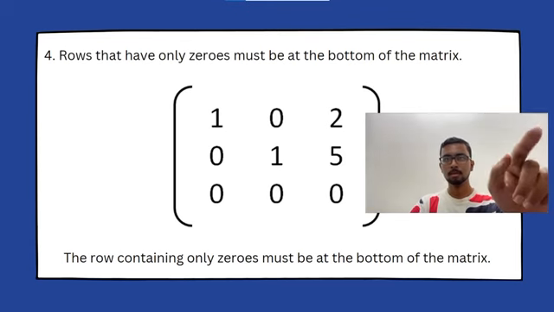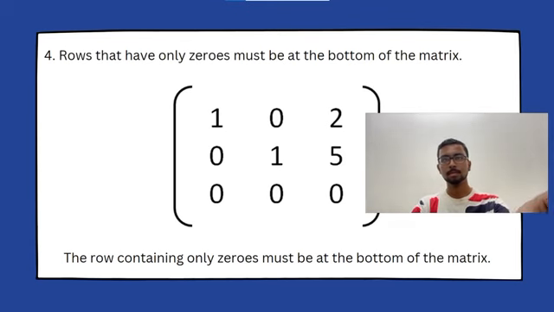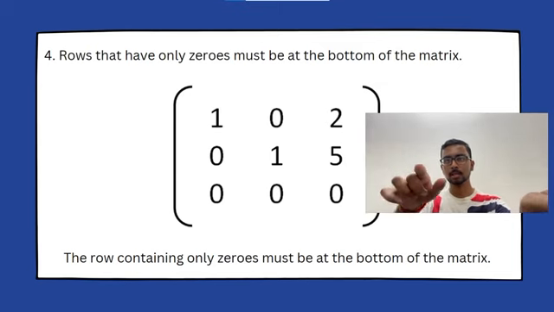Now the fourth property is that rows that have only zeros must be at the bottom of the matrix. As you can see in this matrix, the row containing all zeros is at the bottom. So this is an example of an REM.